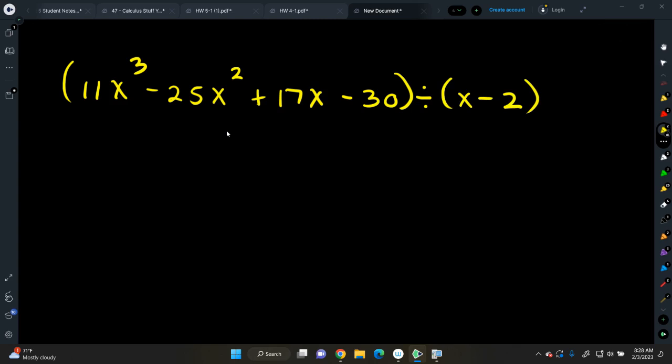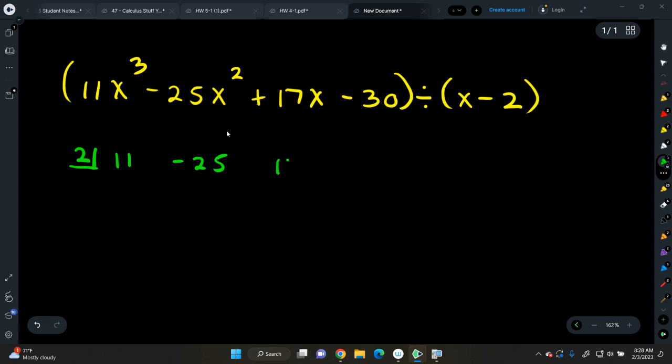Okay, what are we dividing by? What's going in the corner? 2. So we have 11, negative 25, 17, negative 30. Okay, and we're going to bring this number down.